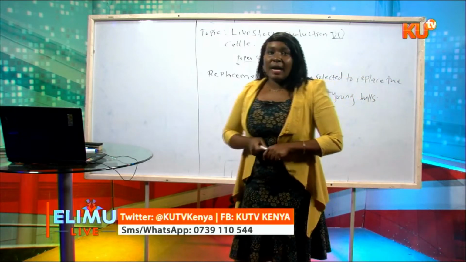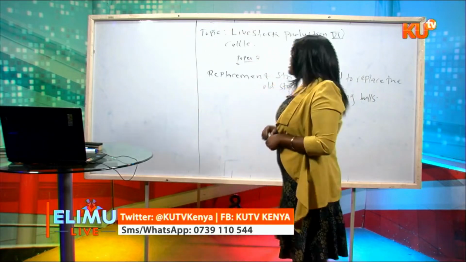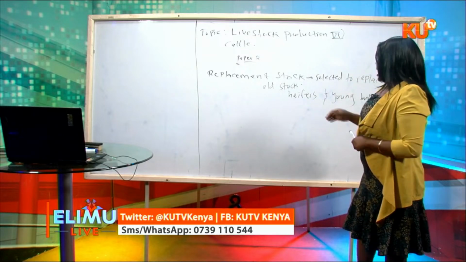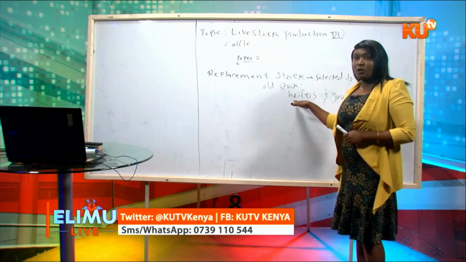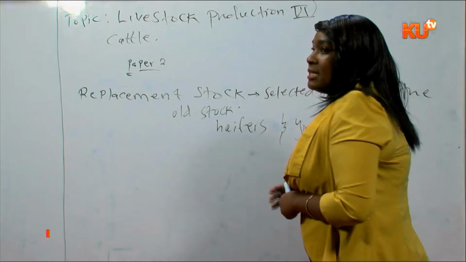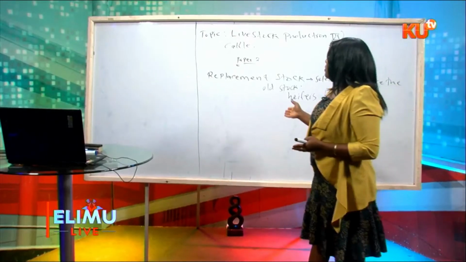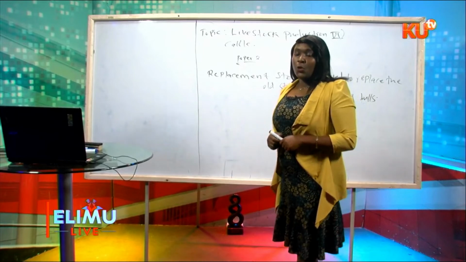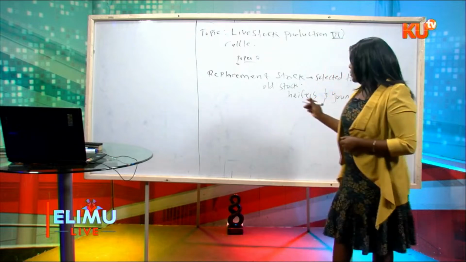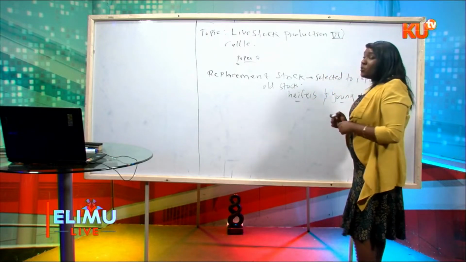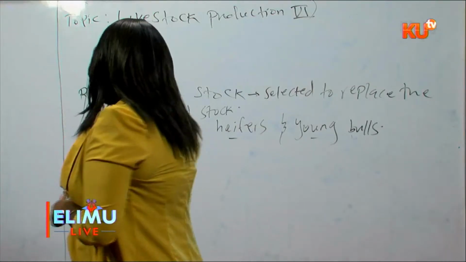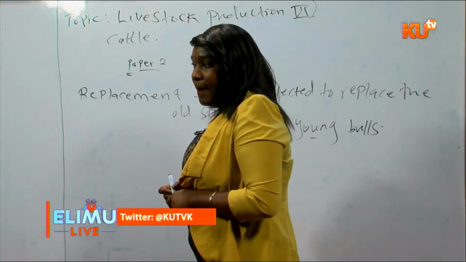If I refer you back to Form 3, we looked at the characteristics of good replacement stock, and of course they should be young. That is where we are talking of the heifers, which are the young female cattle. We're also looking at the young bulls, which are the males meant to replace the old ones that are wearing out. When animals become old, they become less productive, and therefore we need to replace them with younger animals, which we select carefully in order to enhance production in your farm.